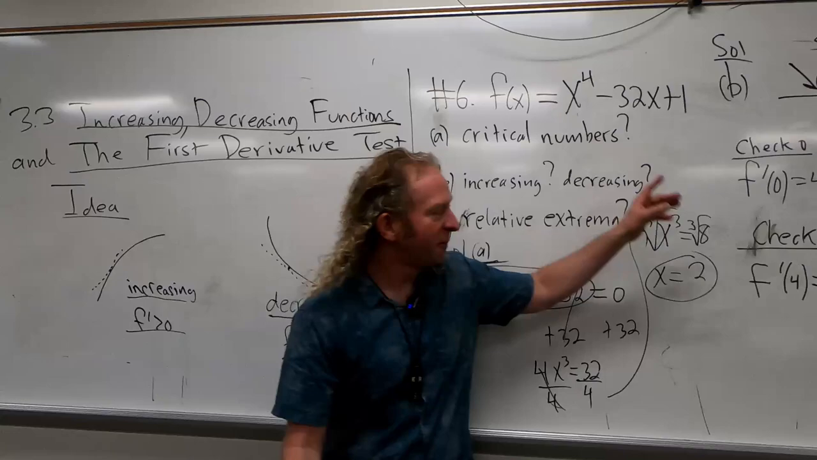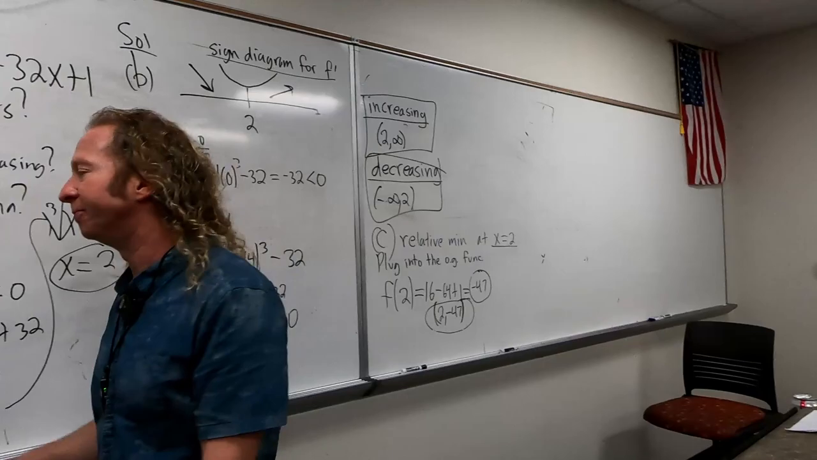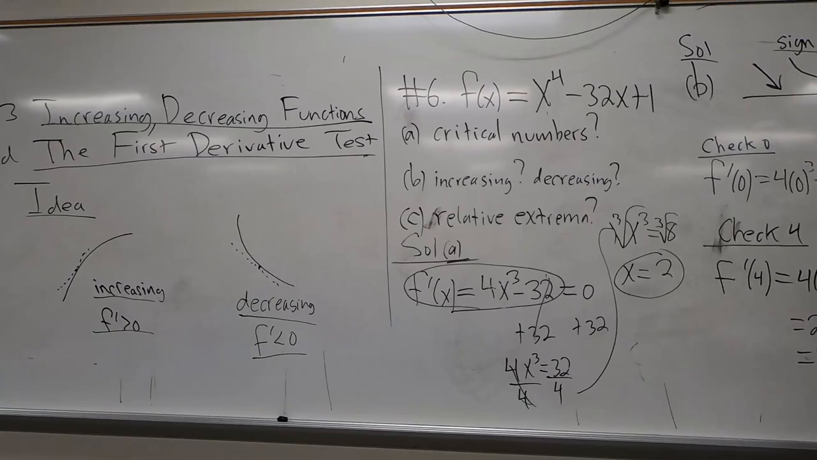They always want this. It'll say relative min, and you fill in the x and the y, but the minimum in math is actually just the y value. Technically, it's the y value. So that's it. That's everything. That's increasing, decreasing, and this was the first derivative test.